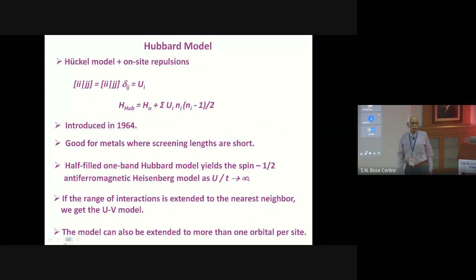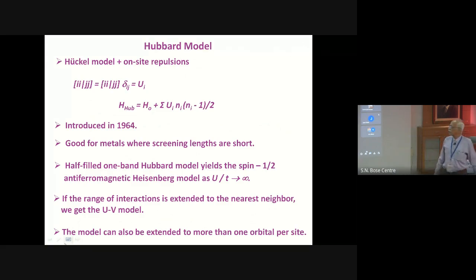Okay, in the Hubbard model, what you do is, after making the zero differential overlap approximation, you also cut down the range of electron-electron repulsions. So you say that electron-electron repulsions are zero unless the two electrons are sitting on the same orbital or on the same site. So I can write (ii|jj) as (ii|ii) delta_ij, and I call it U_i. And the Hubbard model is written in this fashion. It was introduced first in 1964, and one doesn't know whether it was Hubbard or Gutzwiller or Kanamori who introduced it. They were all together, but the name Hubbard has stuck to the model.